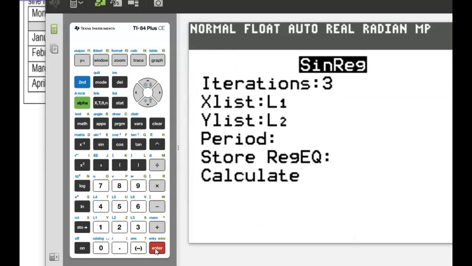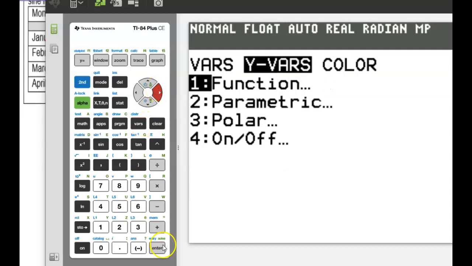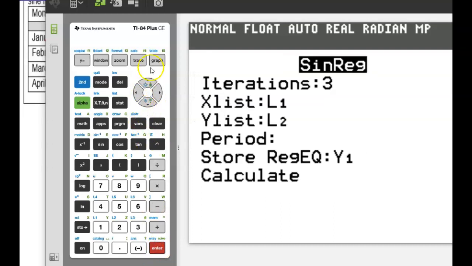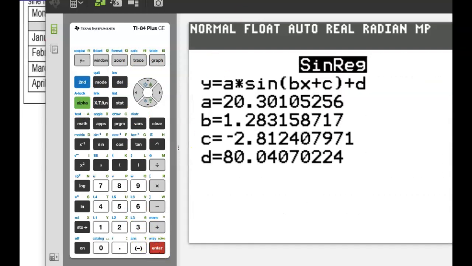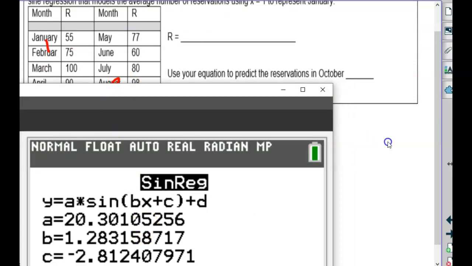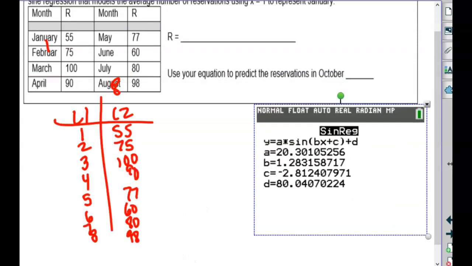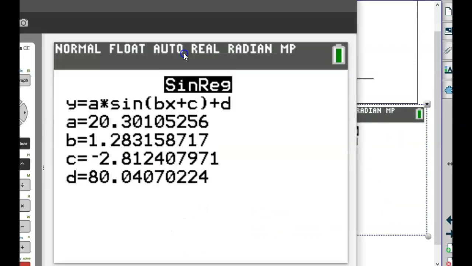Leave iterations 3. If you have an older calculator, you won't have that. Make sure it's list 1 and list 2. Most important thing is you have to store it. It's either vars, arrow to the right, enter, enter, or it's alpha trace in choice 1. Now you're going to want to write this equation down. And then it should have stored.